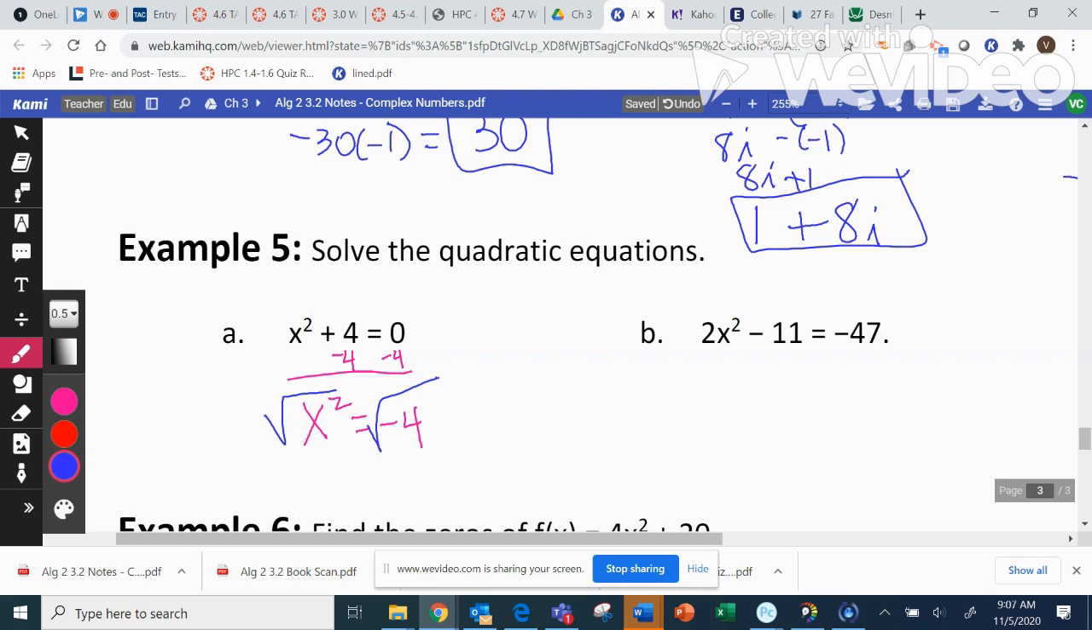Oh, before that. There's something I need to do before I even look at what's underneath the square root.